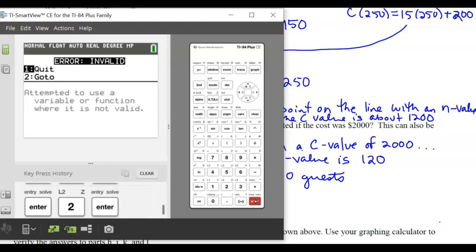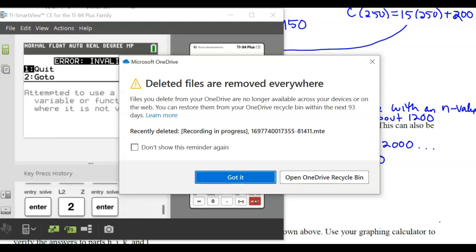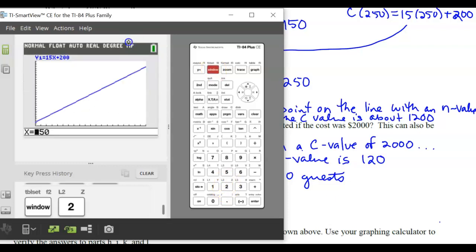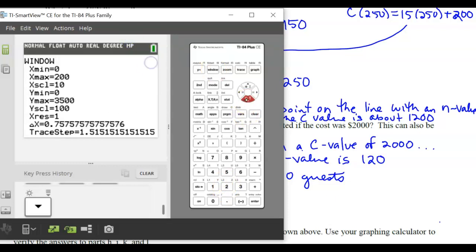It was an X that I input, but what's my window? What did I go up to for X in my window? 200. So I need to change my window. See, this is why we're starting this now, because when you get to grade 11, day 1, you're doing this all the time. Okay, and you have to know how to do your window settings. Okay, so we go to window here, and I'm going to go up to 250.